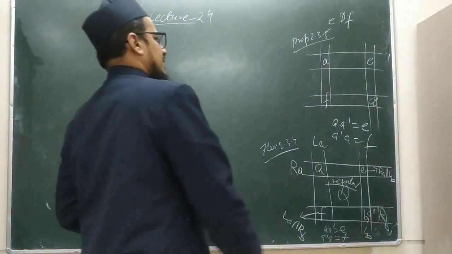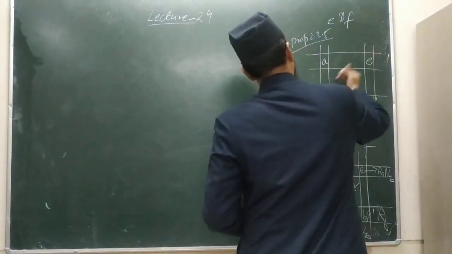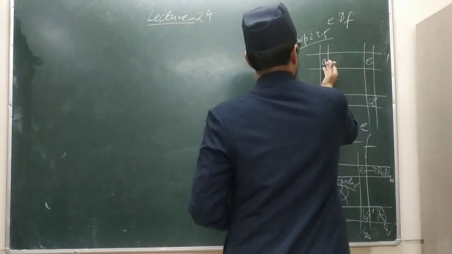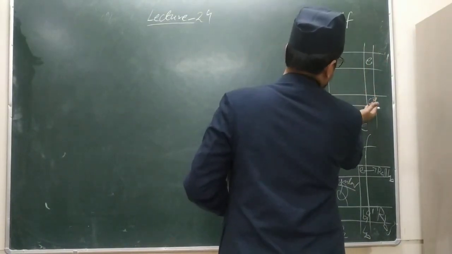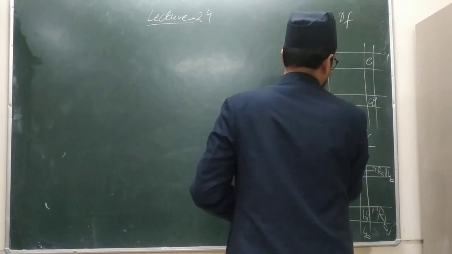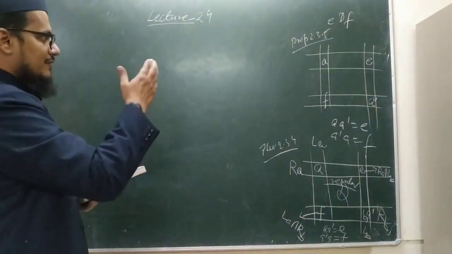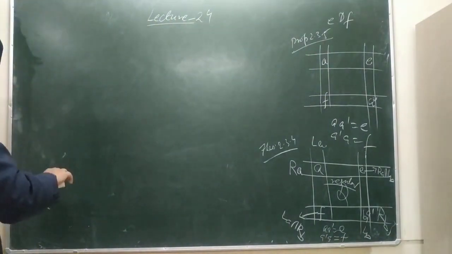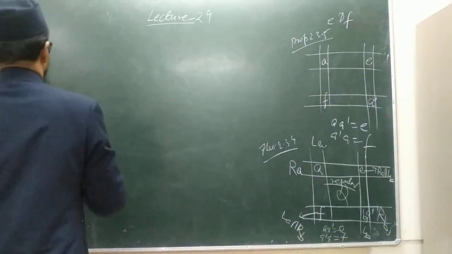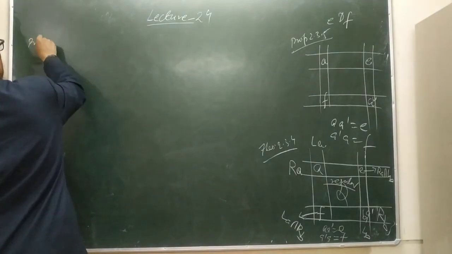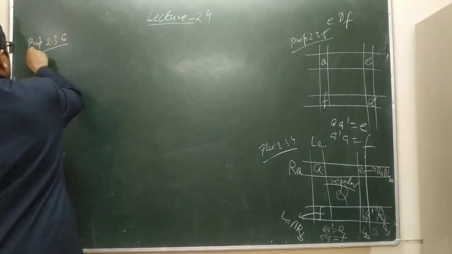So basically what happens, idempotents are in the diagonal position. The inverse of an element also occurs in the diagonal position such that A A dash is equal to E, A dash A is equal to F. These things we have. And E and F are D-related to each other, of course. So now we move to Proposition 2.3.6.